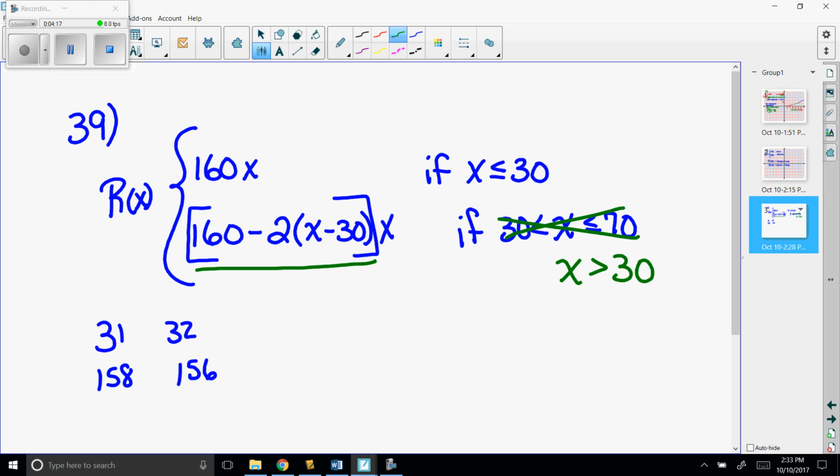Now they want you to calculate, right? Make your two calculations. R of 35 and R of 70, both are going to use which equation? The second equation.